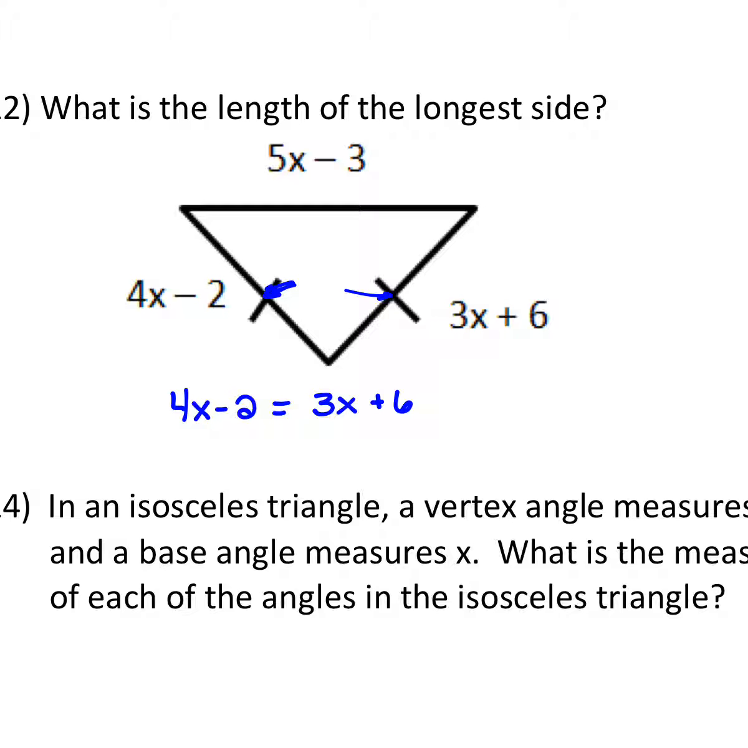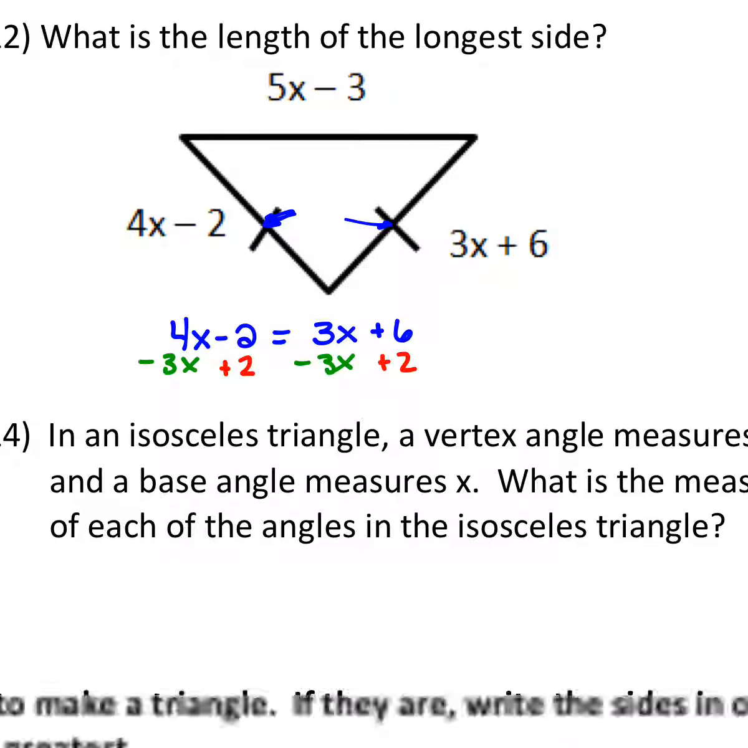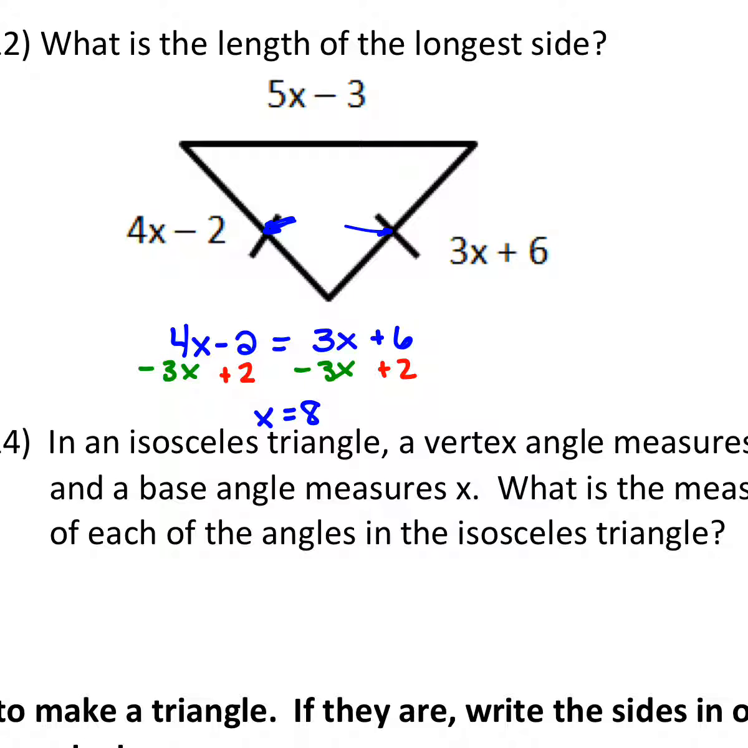So we're going to add 2 to both sides. And on the same step, don't hurt me, I'm going to subtract 3 from both sides. So now I've got x equals 8. Well, that's great, but it doesn't show me the longest side. In order to do that, I need to plug it in. And then you guys are going to see, hopefully, it is 24 plus 6.